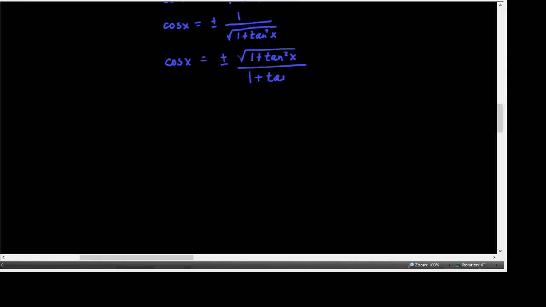Okay, so anyway, once that's rationalized, you have cosine in terms of tangent x, and that one's done.